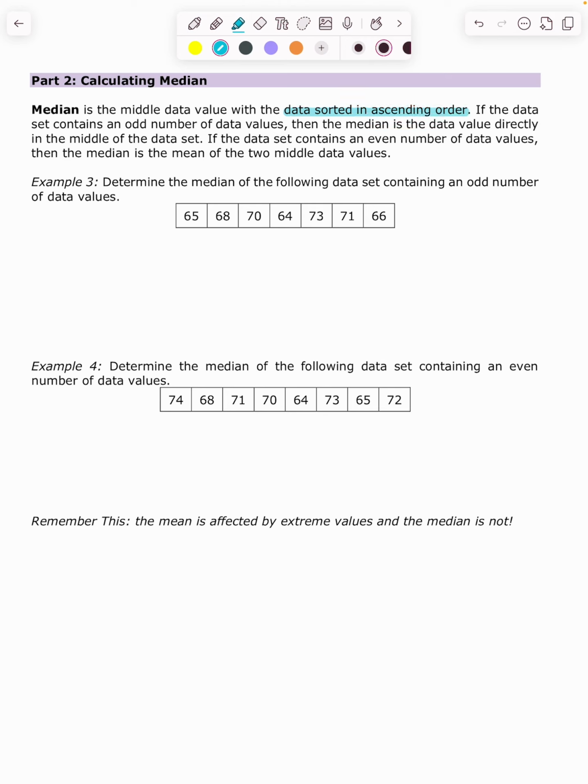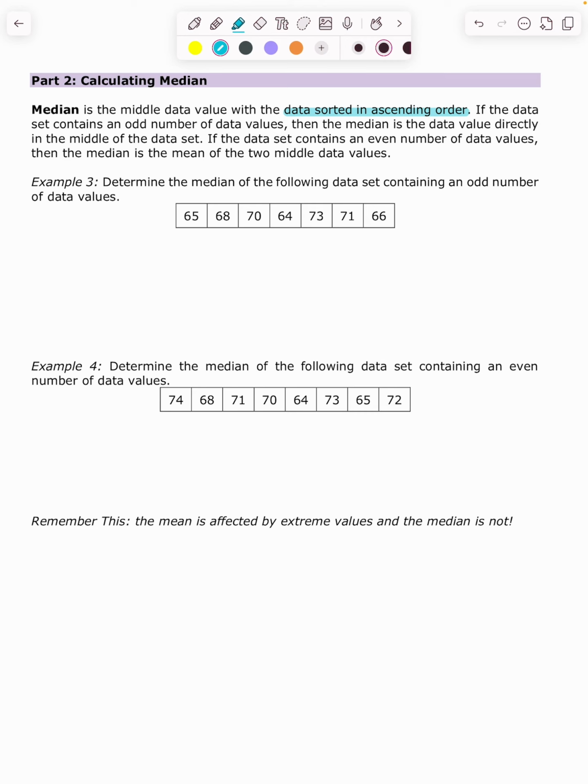If the data set contains an odd number of data values, then the median is the data value directly in the middle. If the data set contains an even number of data values, then the median is the mean of the two middle data values, which is the middle of the two middle data values. We'll get into that. So we're going to look at a couple of examples of how to find the median.